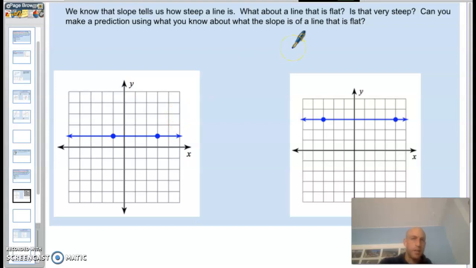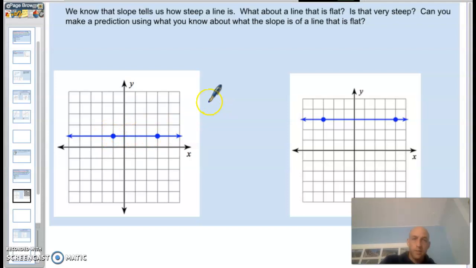Can you make a prediction using what you know about what the slope is of a line to make a prediction about what the slope is of a flat line? Think about that and try to come up with a prediction. Okay, let's talk about what this might be, all right? So normally we would draw a slope triangle and it would go up and over to hit the other side of the line. This line though, the vertical or the up and down doesn't have any change.